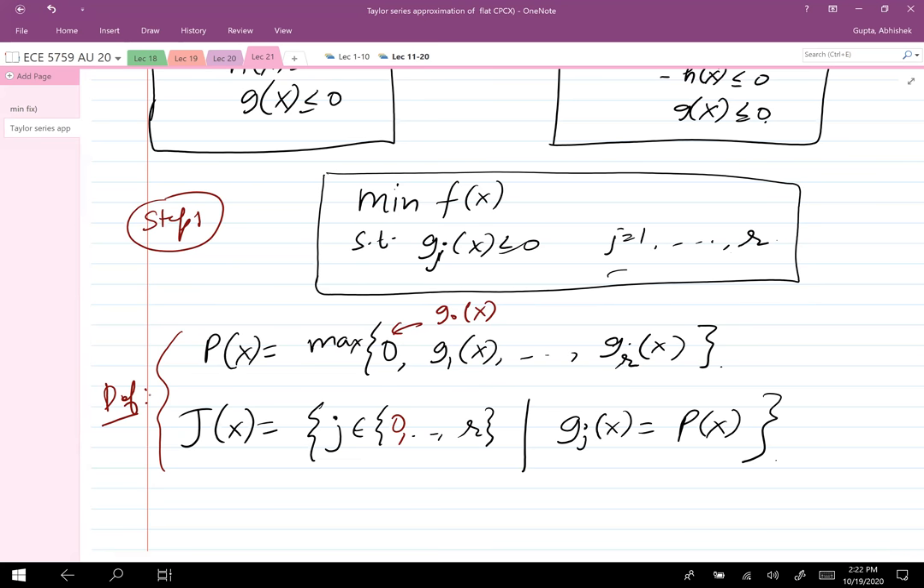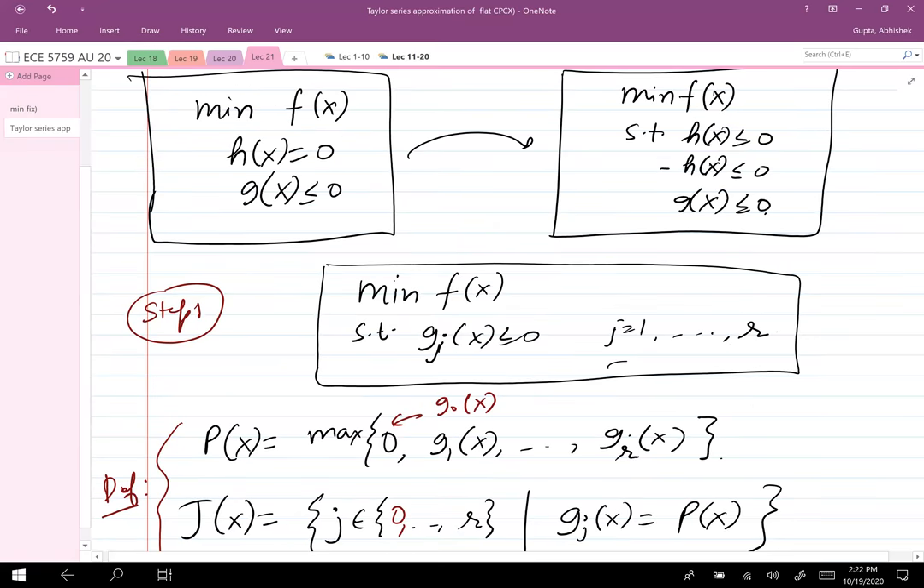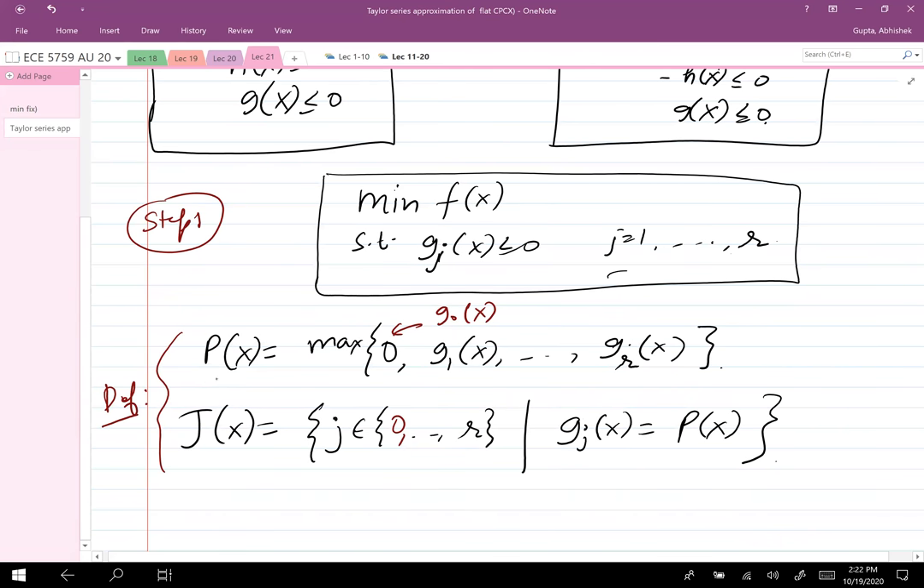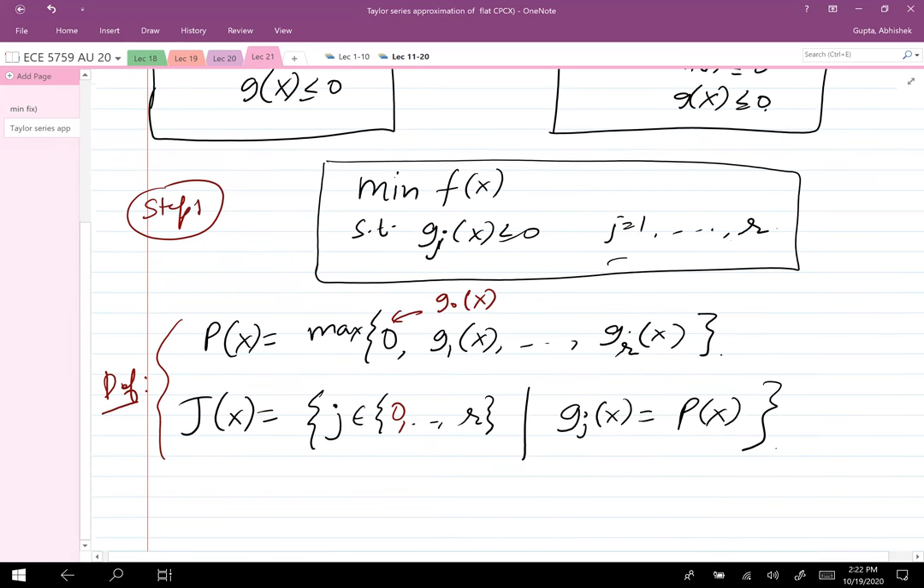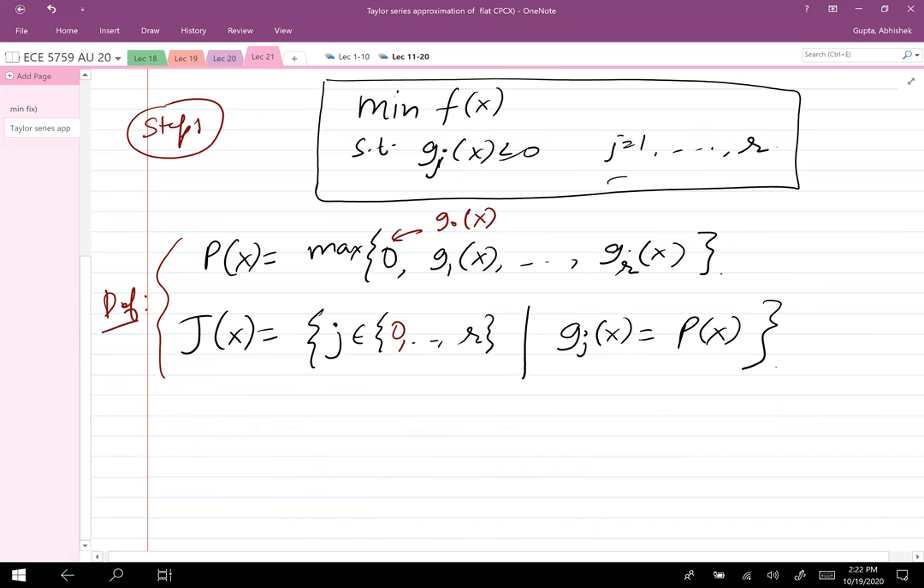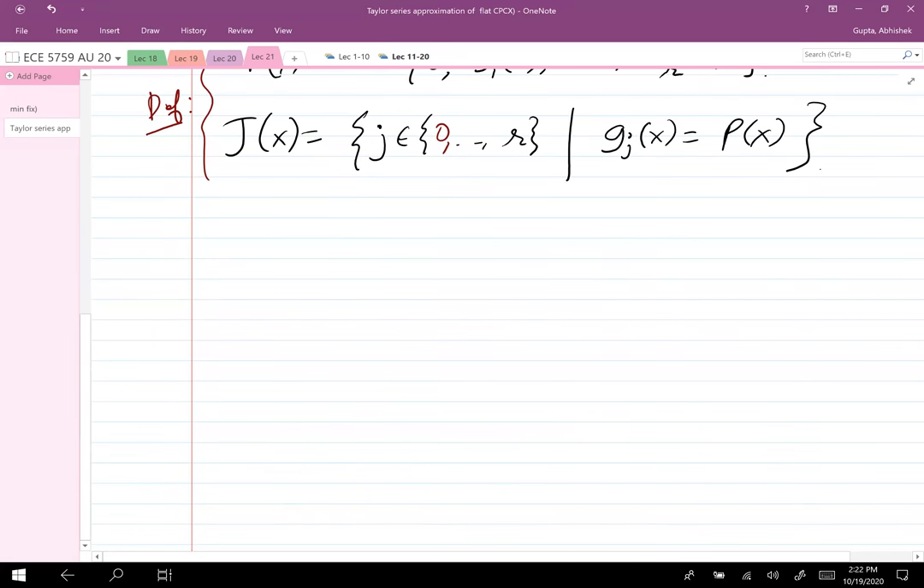Okay, any questions so far? I think the conversion is straightforward. Any equality constraint can be split into two sets of inequality constraints, so I can just consider a problem with inequality constraints. I form the corresponding penalty function and define the set of active constraints for this penalty function. Now I want to come up with the first order Taylor series expansion of this objective function.